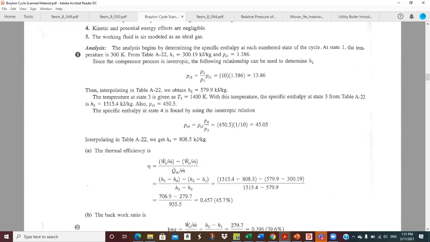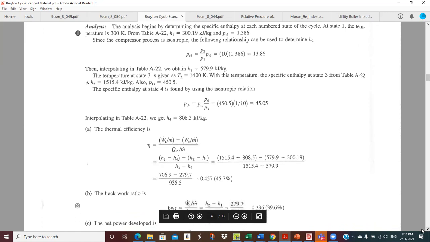Once you've got your enthalpies, then you just plug in the definitions. The turbine work is H3 minus H4. We have to subtract off what the compressor's doing, which is H2 minus H1. Plug in the numbers, and the heat addition is H3 minus H2. Plugging in all of our enthalpies, we're getting about 45.7%.